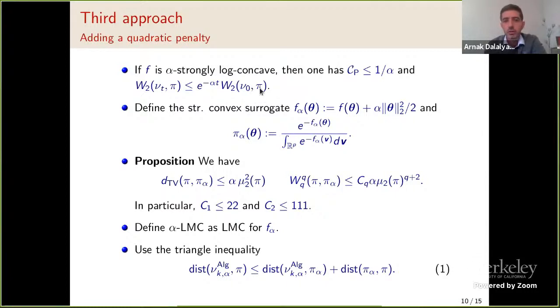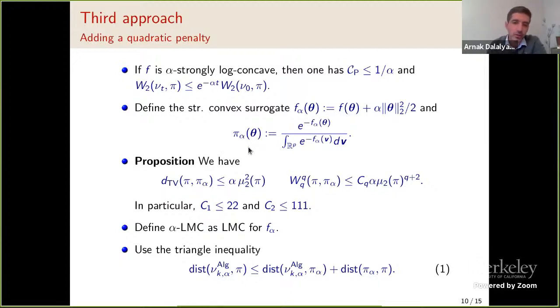So the goal and the idea of this third approach is just to add a quadratic penalty to the potential function so that this new potential function becomes strongly convex, and we can apply this kind of exponential inequalities to this penalized potential function. We will denote the strength of the penalty by alpha. We will often call alpha the penalty parameter, and the new target distribution that we get using this penalized potential will be denoted by pi alpha.